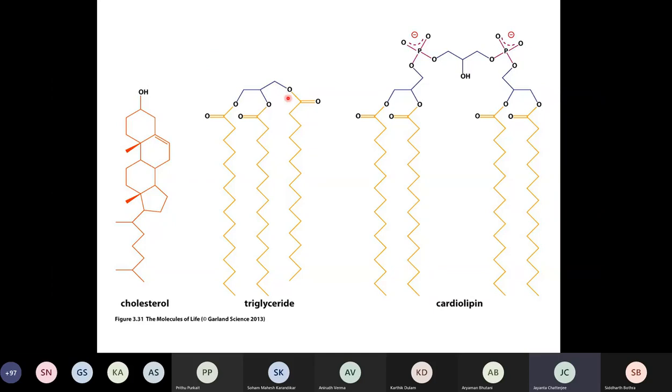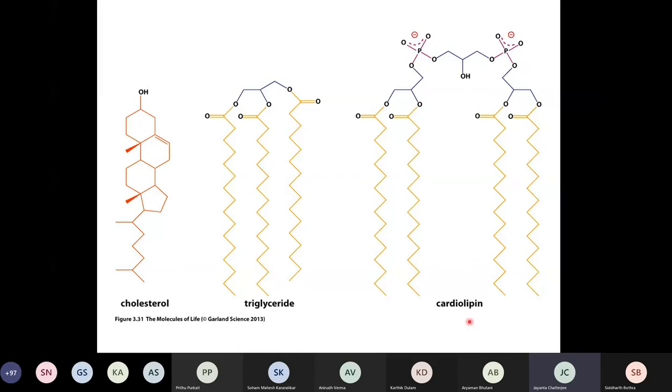Now, coming to the question that one of your classmates asked, it was a very good question: the possibility that one of the phosphate groups essentially binds to another lipid. The answer is yes. For example, you can see that this phosphate group binds to another glycerol, which is also linked to another phosphate and another two lipid tails. So you can imagine it's more like a dimer of a glycerophospholipid, and the dimer is connected by a glycerol unit.